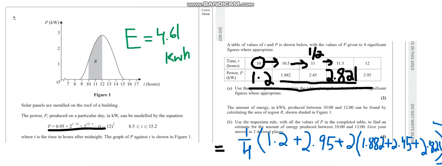So using the trapezium rule, we have been able to find the estimate for the amount of energy produced between these hours, that's 10 to 12, this shaded area, which is the region R, and that is 4.61 kilowatt hours, and that's our final answer. So 2 and 4, 6 marks have been easily scored.